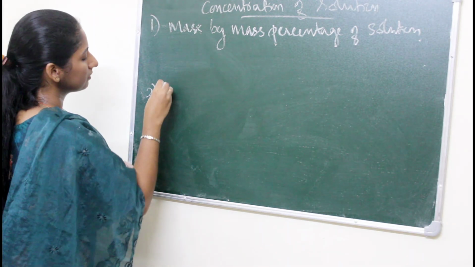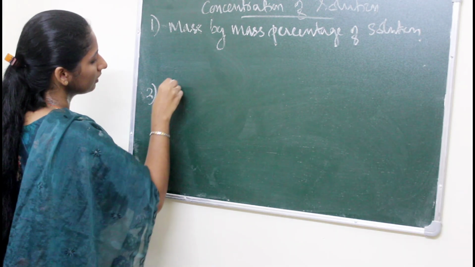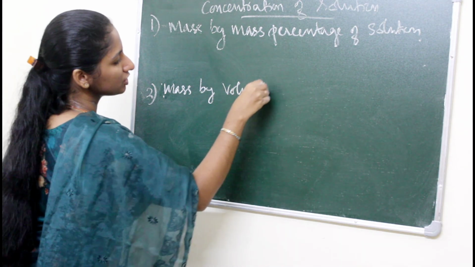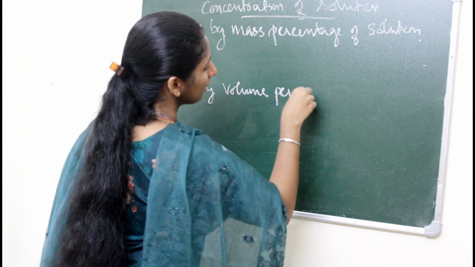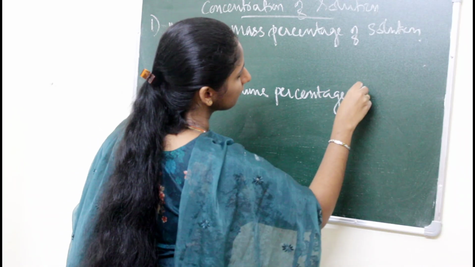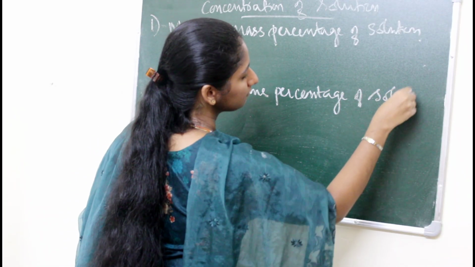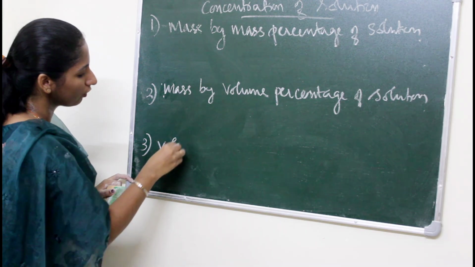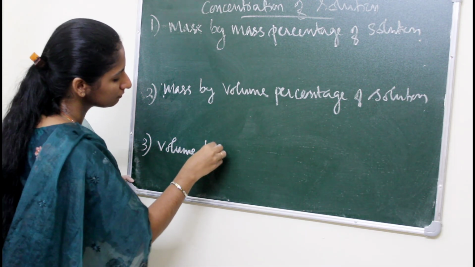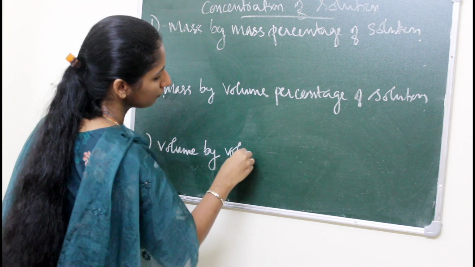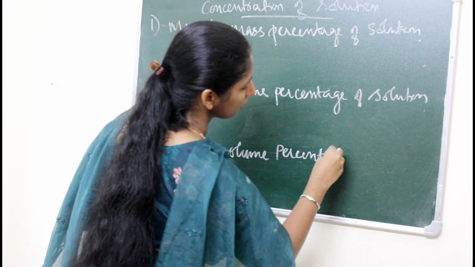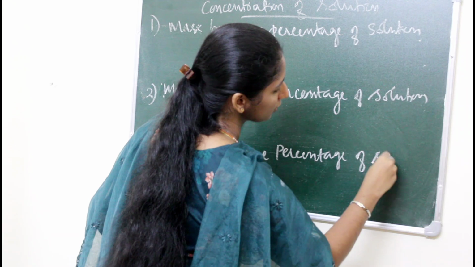Second type equation is mass by volume percentage of solution. Third one is volume by volume percentage of solution.